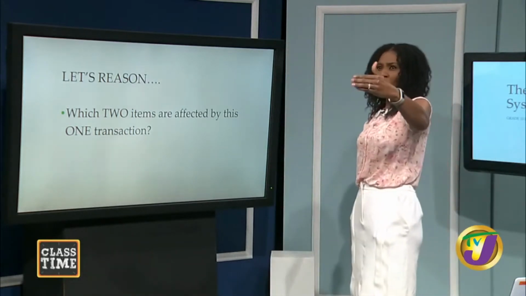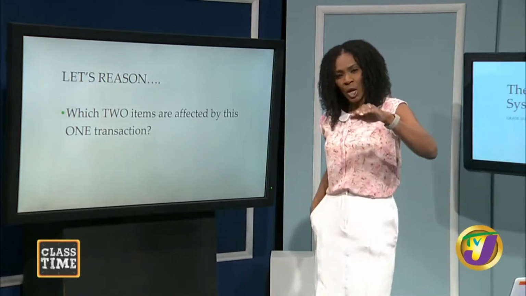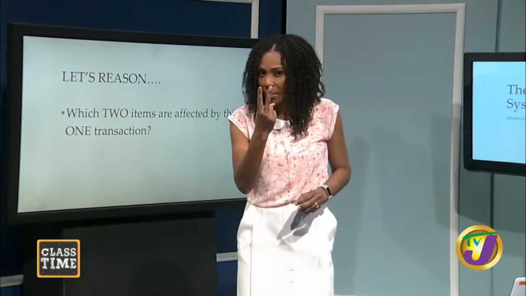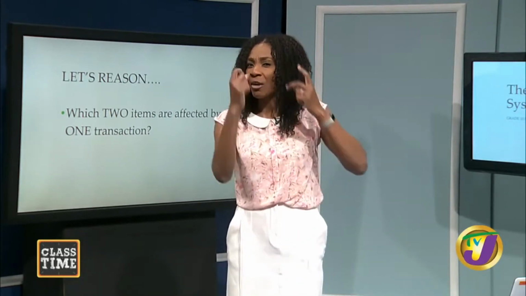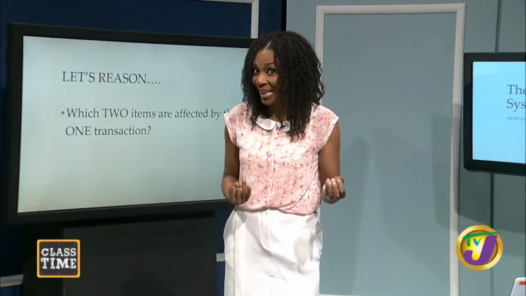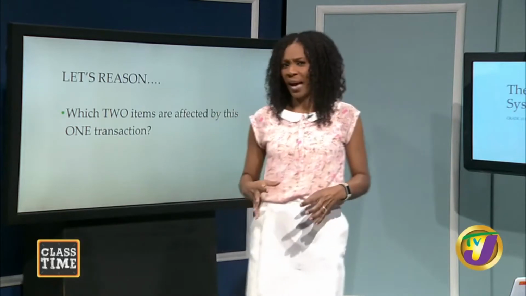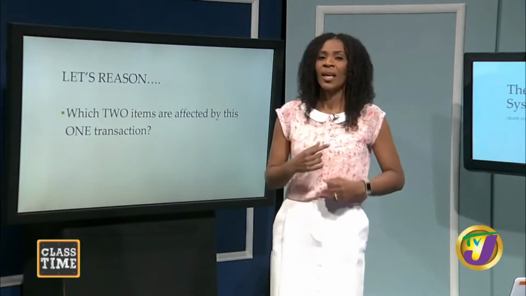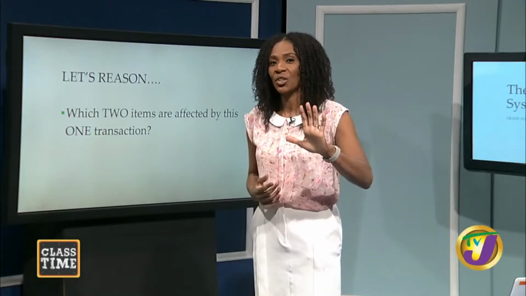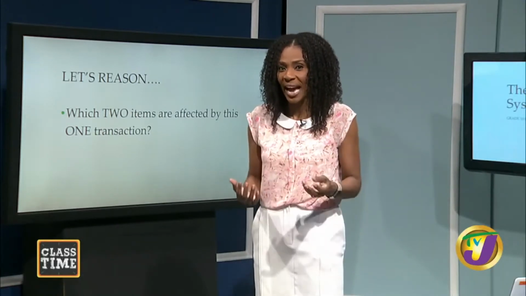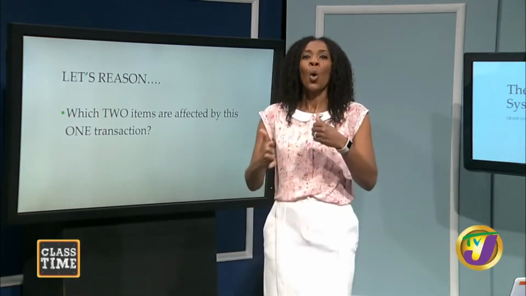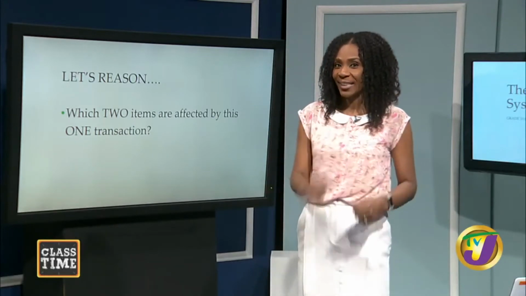We bought a motor van by cash. Students, it is usually very easy to recognize the two items by thinking, what did I receive and what did I give up in order to receive that item? So we bought a motor van. What did we receive? Motor van. And we used cash. What did we give up to get the motor van? Cash. So the two items that would be affected by this one transaction would be motor van and cash.